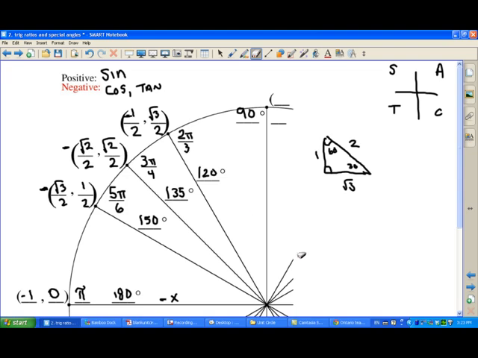Okay, if you are having problems working on this unit circle tonight, you're welcome to Google the unit circle, and you'll find, I'm sure, many, many different solutions to any problems you have, or you're also welcome to email me if you need some help.